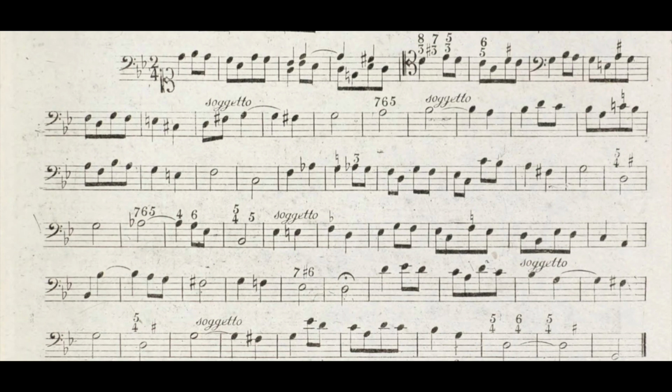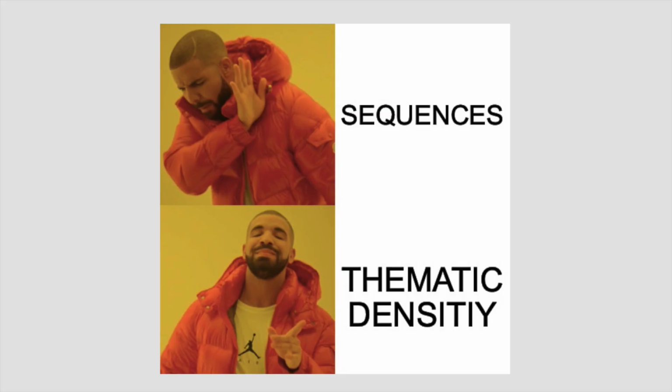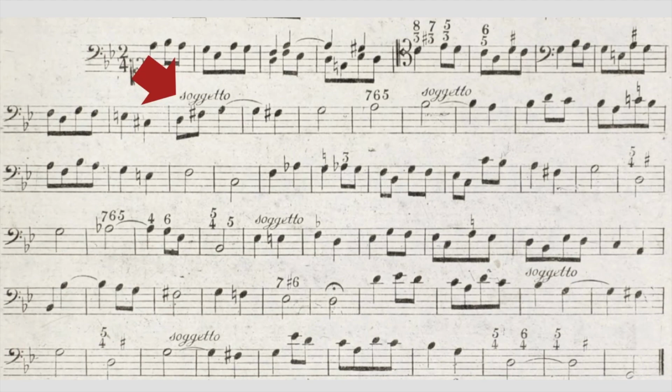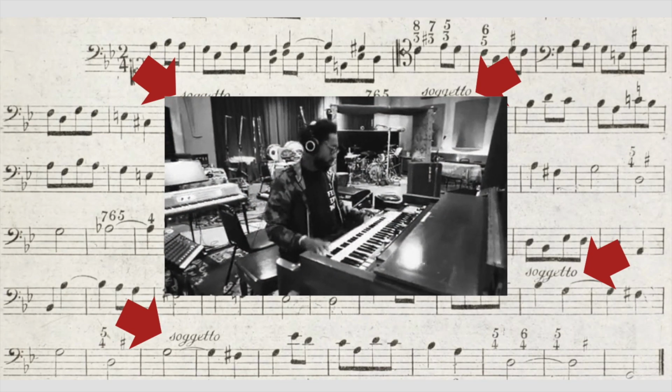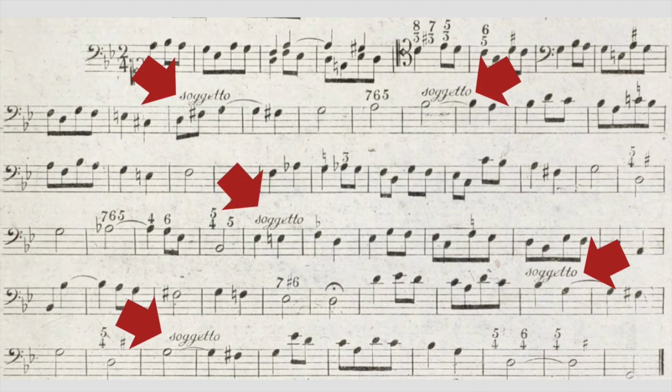The difference though is that it doesn't really contain any sequences at all, but is all about dense thematicism, so there is a new aspect coming in. Mr. Zingarelli was so kind to indicate subject entries with the term soggetto above the bass line, but when you jam on this thing a little, you quickly notice that there are actually a lot more entries possible than he explicitly indicated, as the bass line is clearly calling for the subject in more situations.